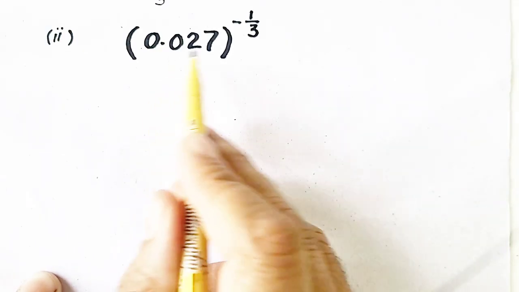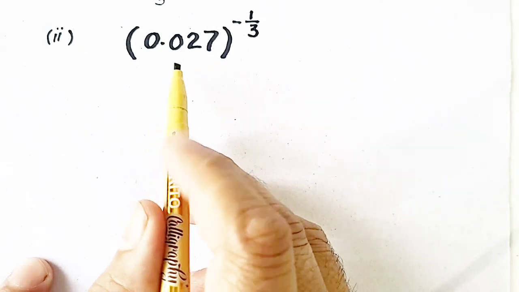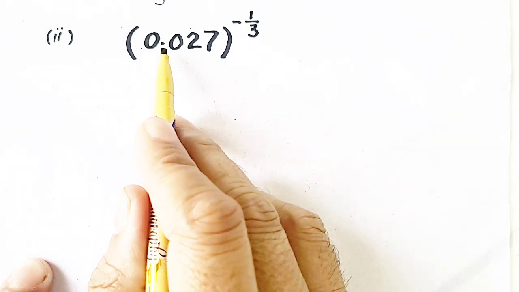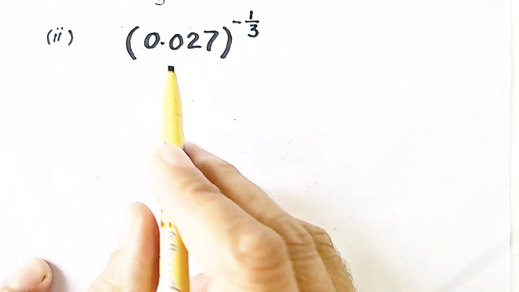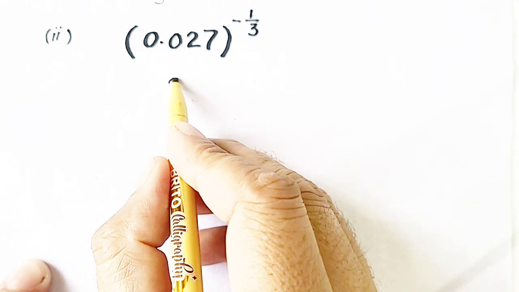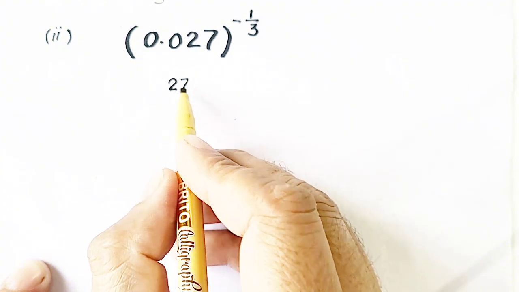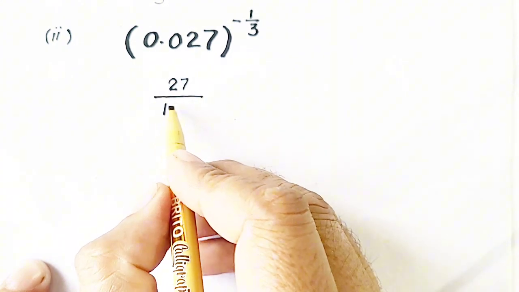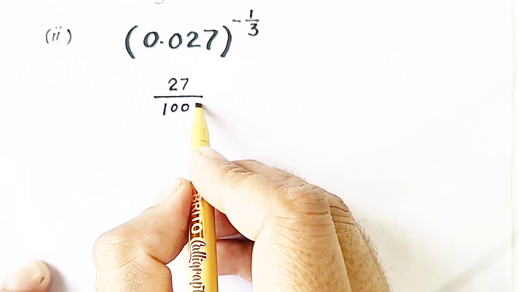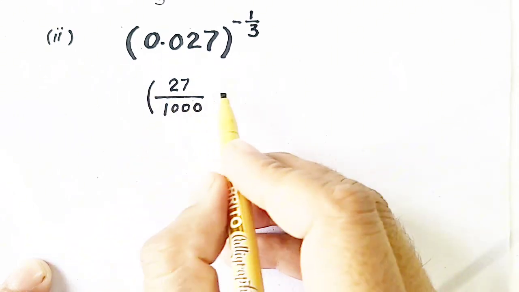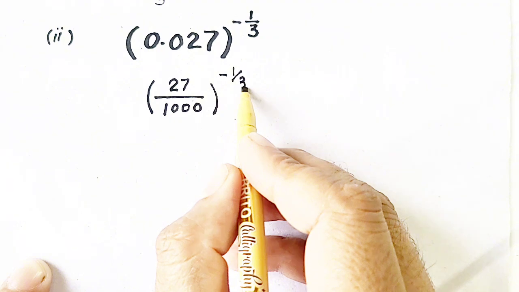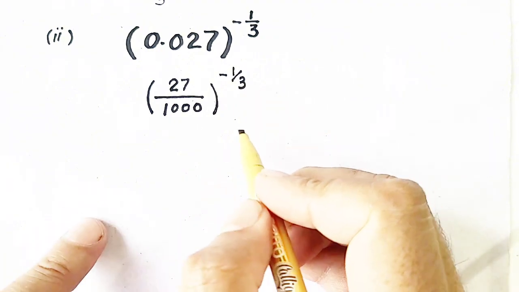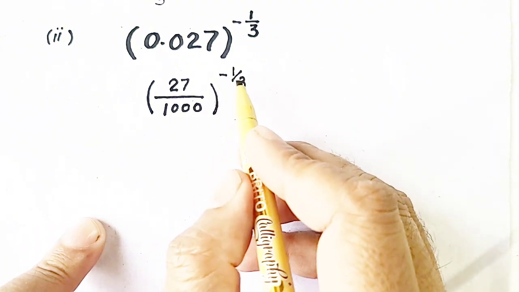Respected audience, I have to simplify this question. First of all, the first step we have to take is to eliminate the decimal points. So we can write it as 27 divided by 1000, not 100. So its power will be minus 1 by 3. Now, I have told you that power should not be negative.